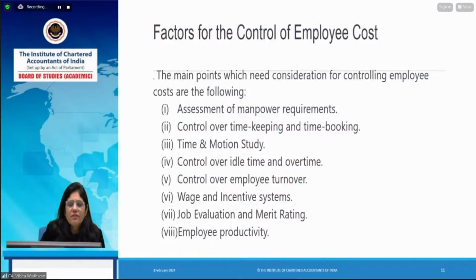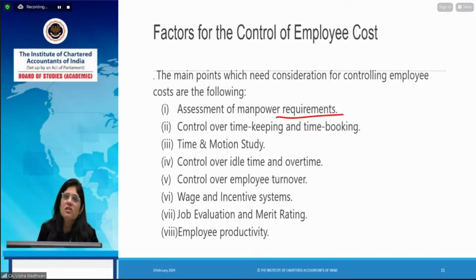So the factors for the control of employee cost, what exactly? Assessment of manpower requirements. Of course, you should know how many employees or workers you require. Again, like materials, you should not overstock. Similarly for employees, there should not be overemployment. You should not employ so many people that they are sitting idle and there is no work for them. So surplus manpower should also not be there.